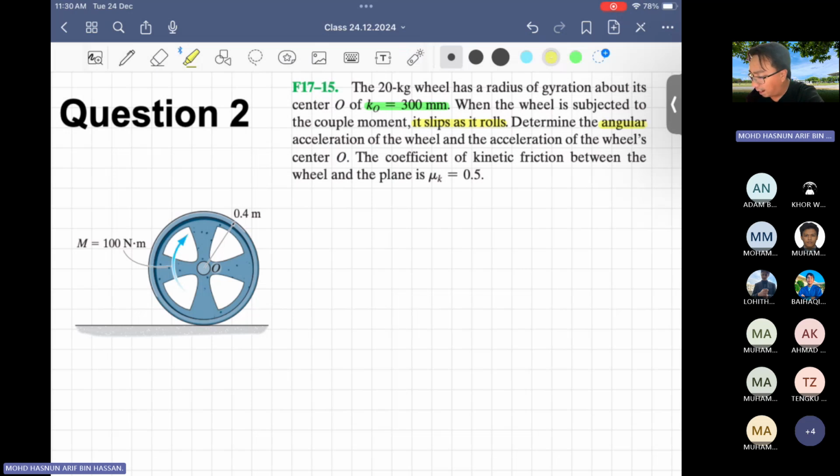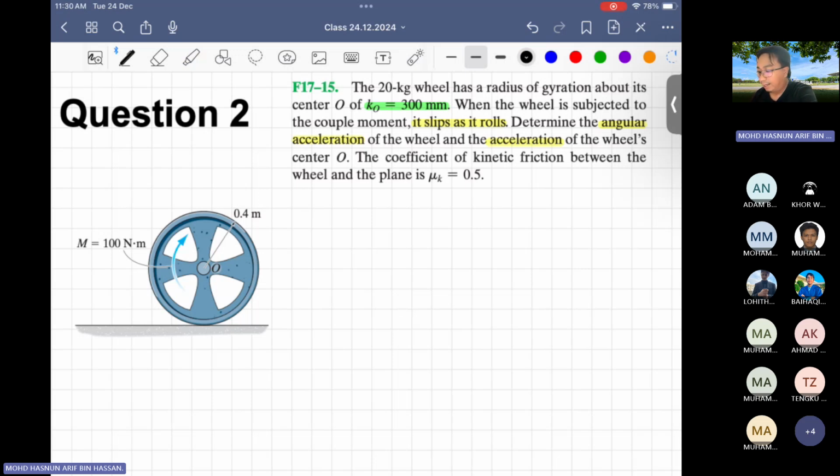So you need to calculate alpha and the acceleration of the wheel center O. The coefficient of kinetic friction between the wheel and the plane is mu k 0.5. So definitely this is a friction problem. Kinetic friction is given, and it also says that it slips as it rolls. So we need to find the angular acceleration and also the acceleration of this.